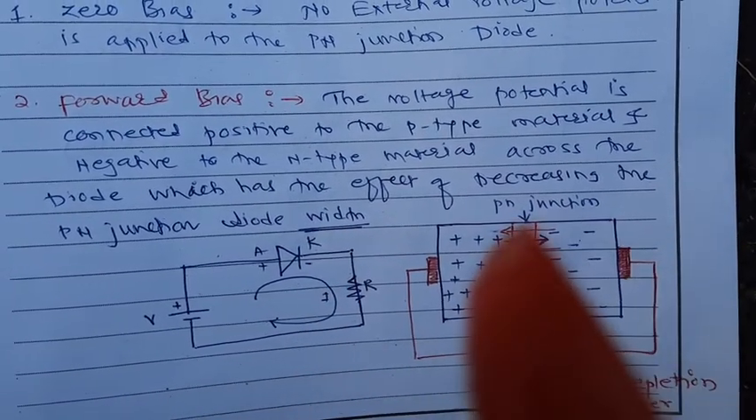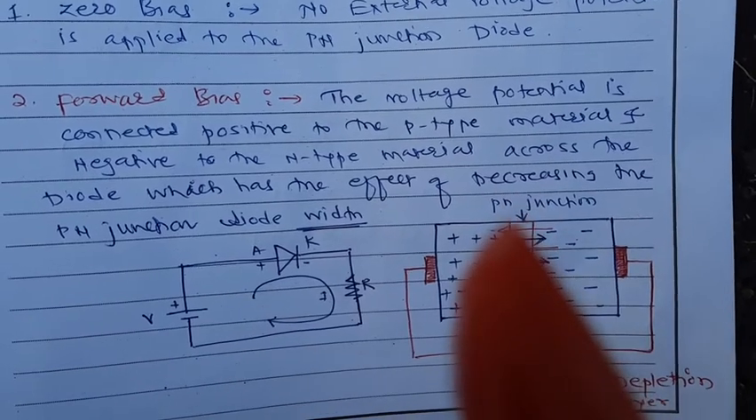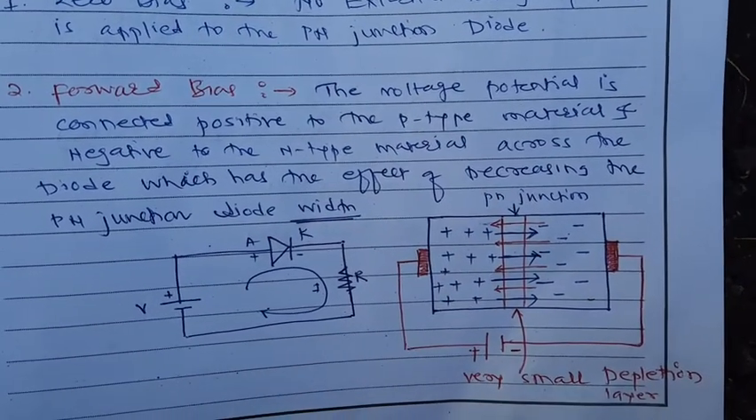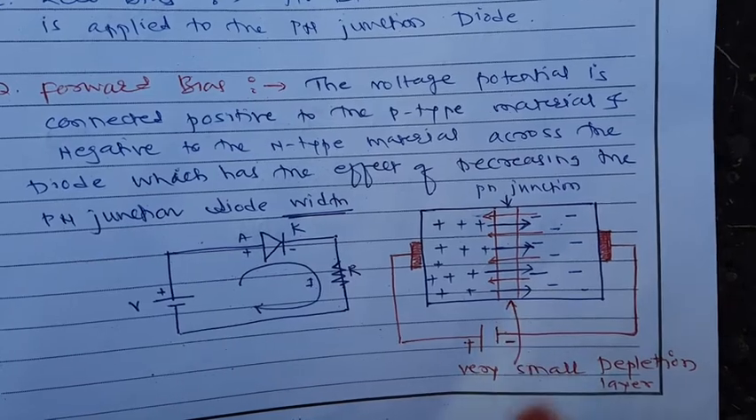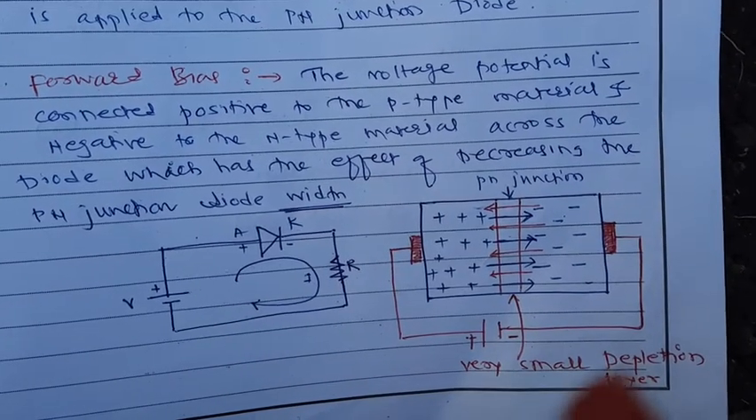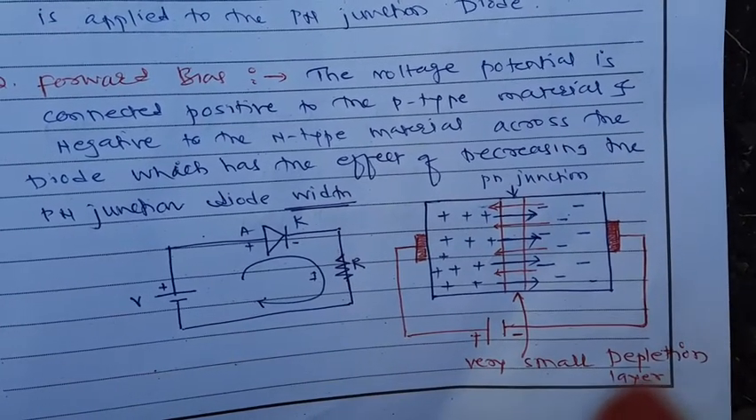So this is the PN junction diode width, and it shows that in the forward bias condition there is a very small depletion layer.